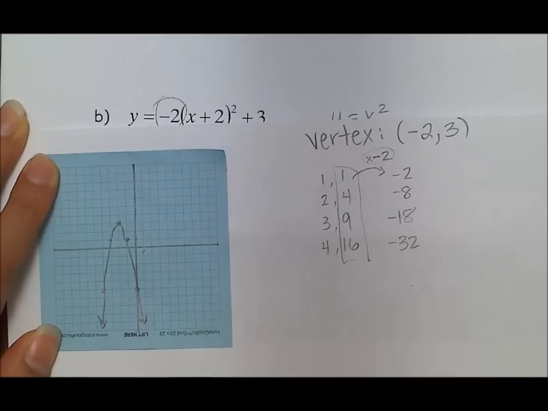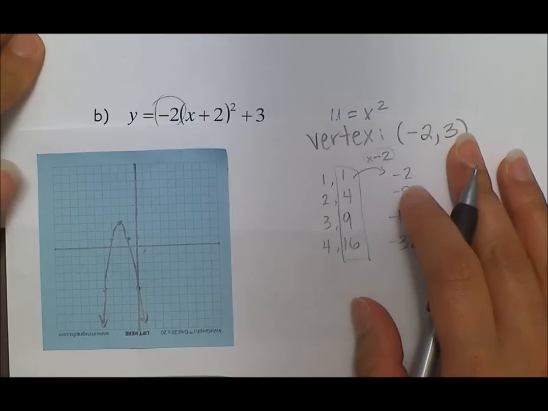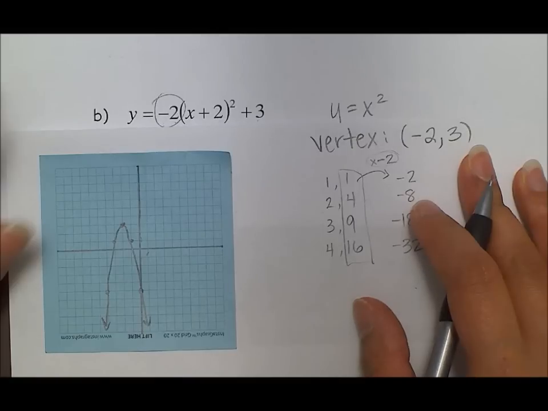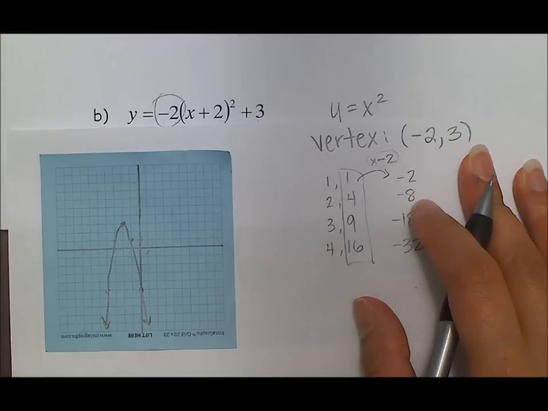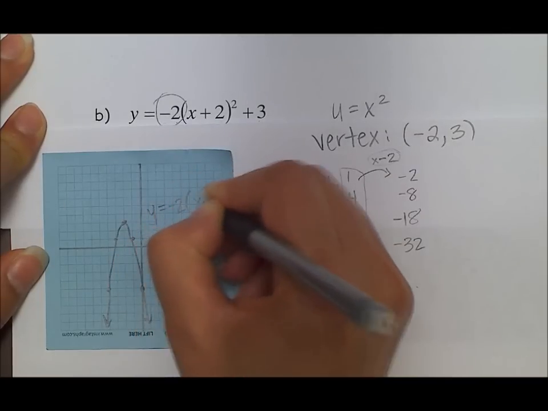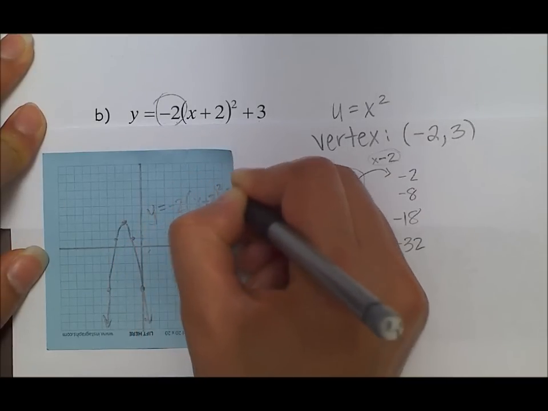Clearly it looks much narrower than the first graph that I had. Okay? And normally you want to try to draw it a little bit more accurately. Whoops. This is not as accurate as it should be, but you get the idea. Okay, don't forget to label your function. And there you have it.